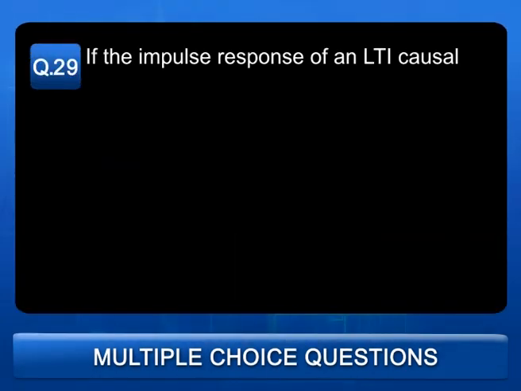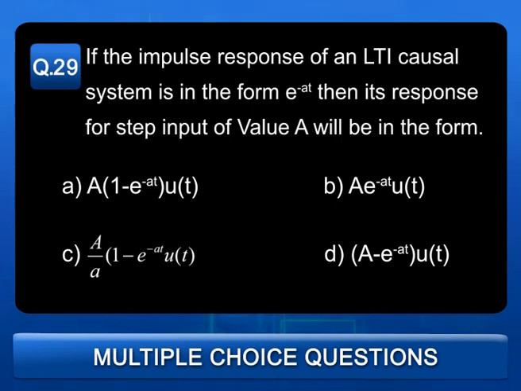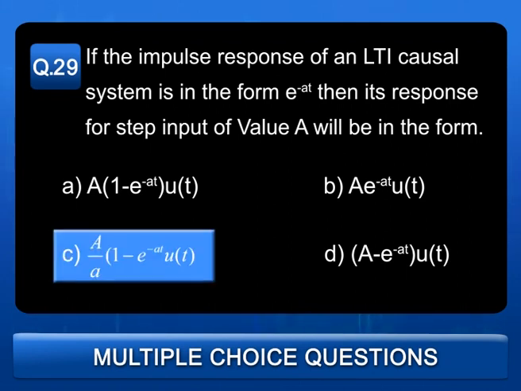Let's move on to the last question of this session. If the impulse response of an LTI causal system is in the form e to the power of minus at, then the response for step input of value A will be of the form: A. A e to the power of minus at u of t, B. a e to the power of minus at u of t, C. A by small a times 1 minus e to the power of minus at u of t, D. A minus e to the power of minus at u of t. The answer is C, which is A by small a times 1 minus e to the power of minus at u of t.